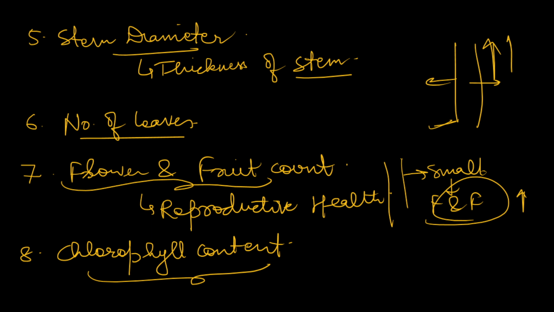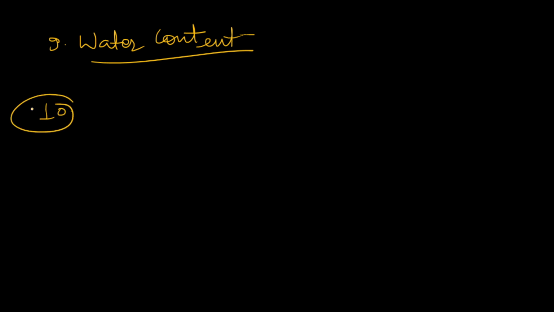We can measure the water content in the plant. So if the amount of water in plant tissues is high, it can be said that the area of xylem, the area of tissues, has broadened. That is why they are able to uptake more moisture. They are able to store more moisture. So this can also be used as a parameter for measuring growth and development.